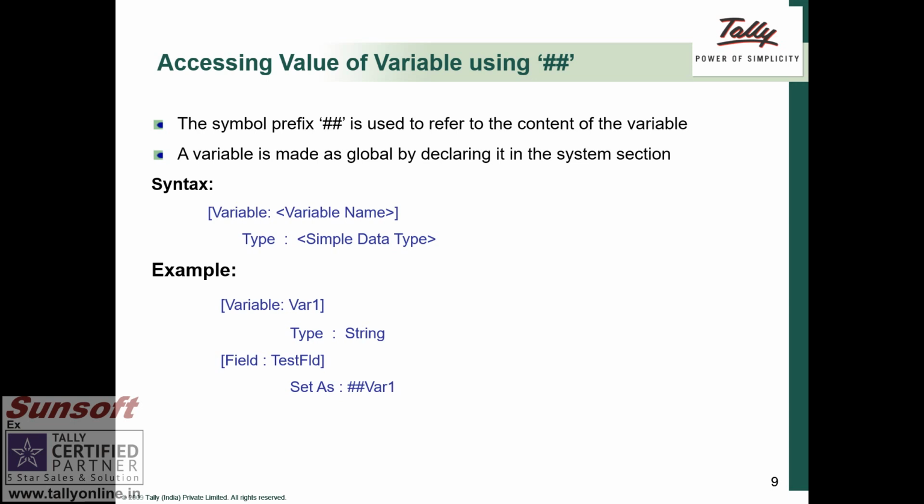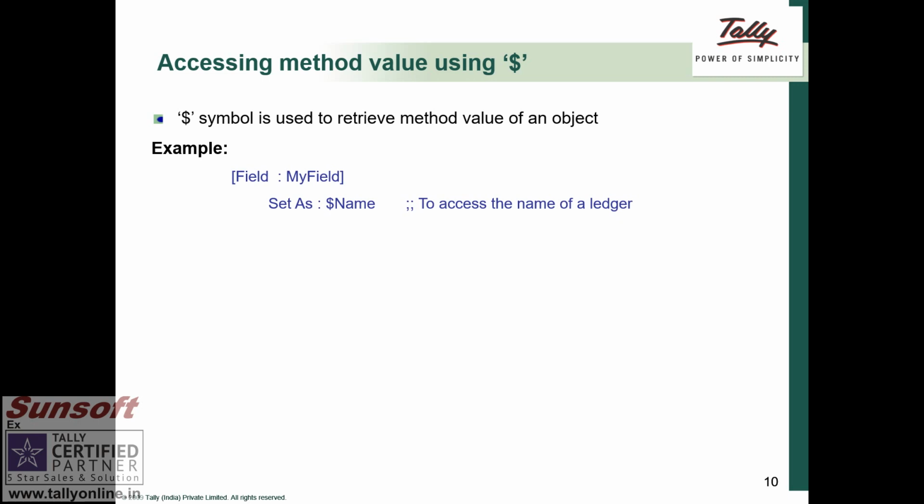Now double hash is used to access variables, system variables basically. We will do this in detail when we do the variable section, but right now you can keep in mind that double hash is used for accessing system variables. We'll do that in detail when we discuss the topic of variables.